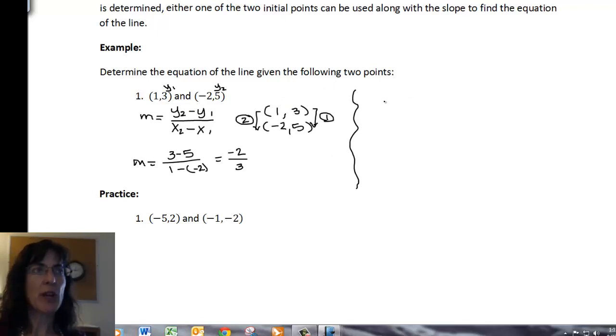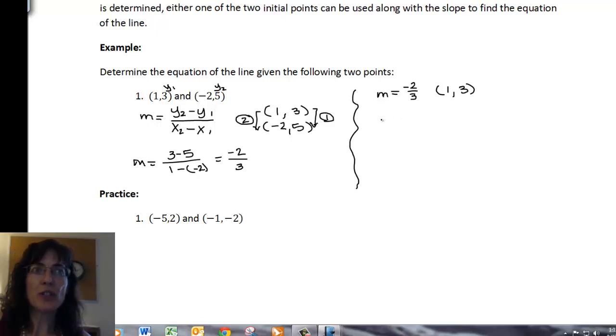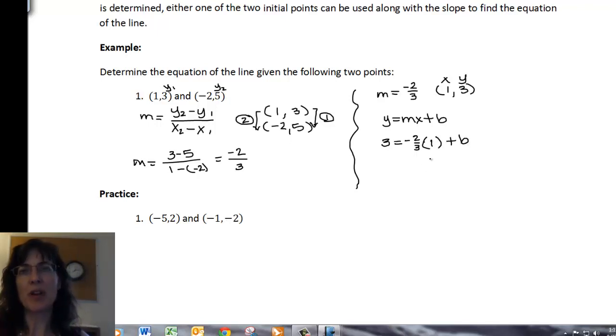Once I have the slope, then I just need the slope and one other point, and I'm going to use the slope of negative 2/3 and a point of 1, 3. Because that one looks easier to me because it doesn't have negatives and the numbers are somewhat smaller, we can just use the y equals mx plus b formula if we want to, and we're going to plug in the x and the y and the m and solve for the b.